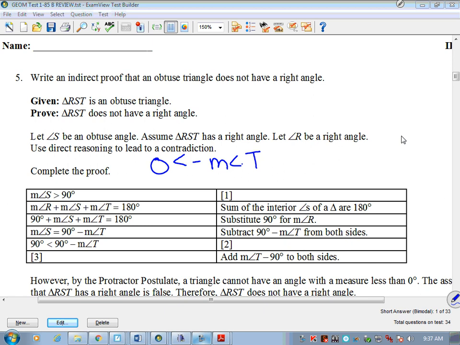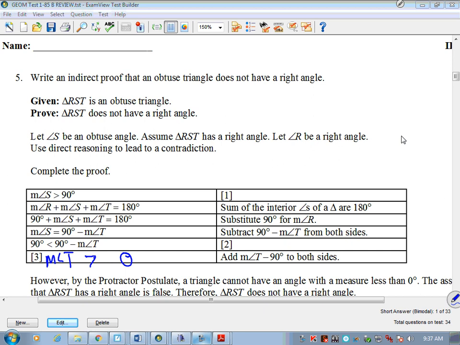Let's see, what does it say? Add measure angle T minus 90 to both sides. Okay, if you're adding measure angle T minus 90 to both sides, it looks like you should add measure angle T and subtract 90. What's it say on 3? Measure angle T is greater than 0. Yep, because that would flip the sign. If we add measure angle T to the other side and subtract 90, that's going to leave 0 over here. We would get measure angle T is greater than, because the sign flips, greater than 0.